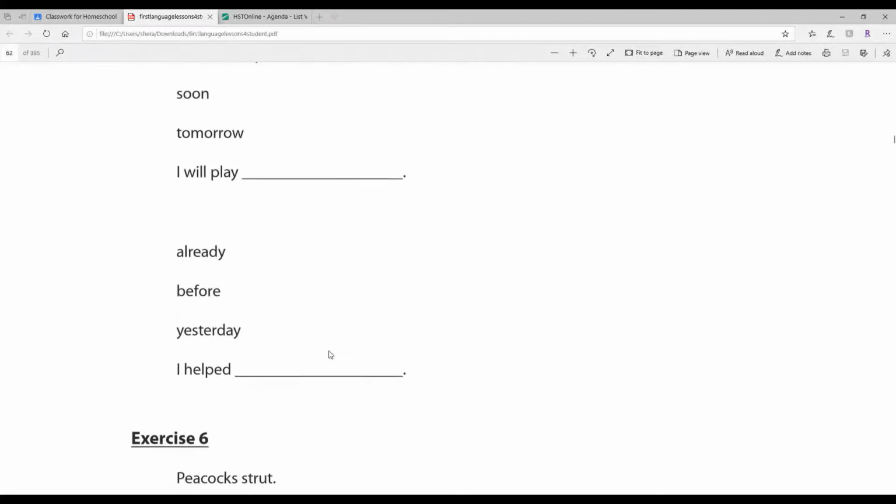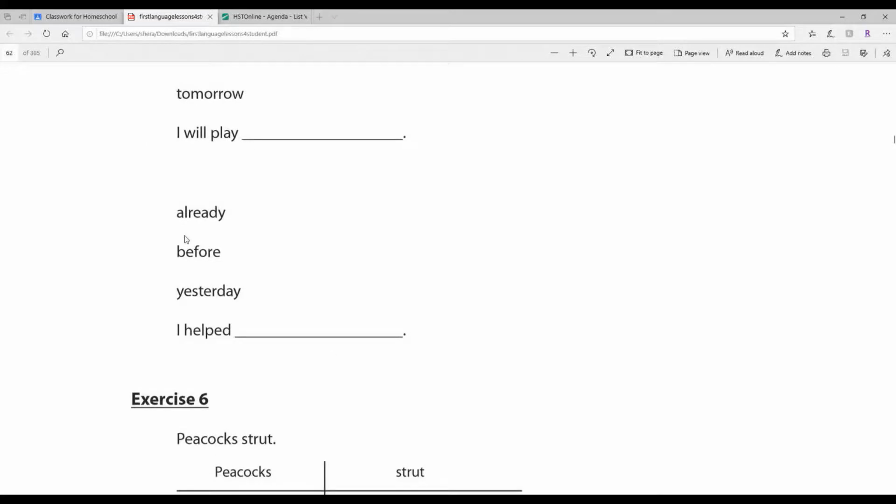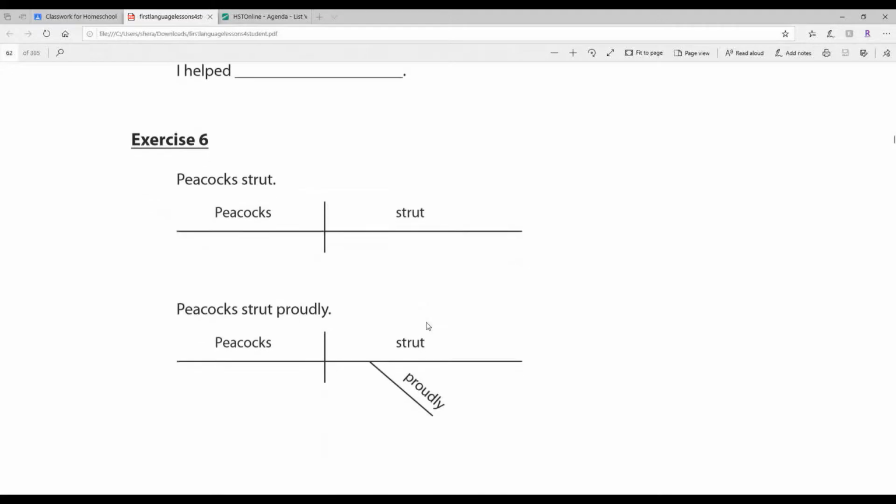All right. When did you help? I helped already. I helped before. I helped yesterday. I helped. Now you choose an adverb that tells when you helped. Okay, look at exercise 6.